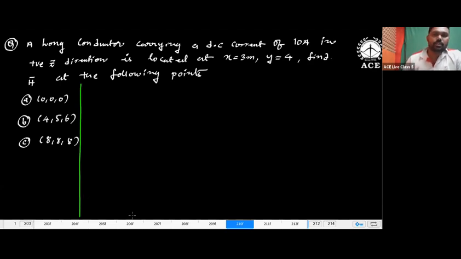So here, observe this one carefully. A long conductor, that means it is a very long length. Yes, so it is an infinite length. So a long conductor carrying a DC current of 10 amperes in positive Z direction is located at x is equal to 3 meters, y is equal to 4 meters. Find H at the following points. Clear? Observe this one carefully.